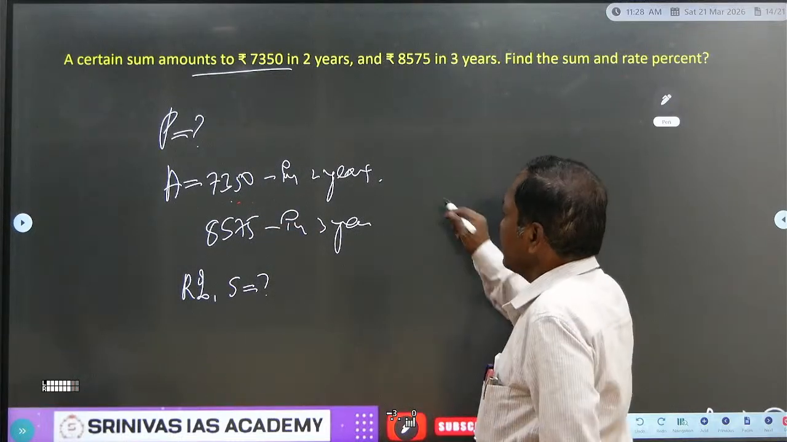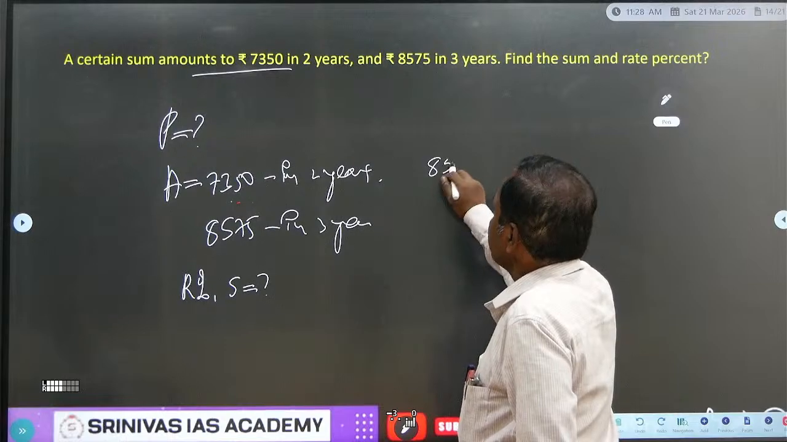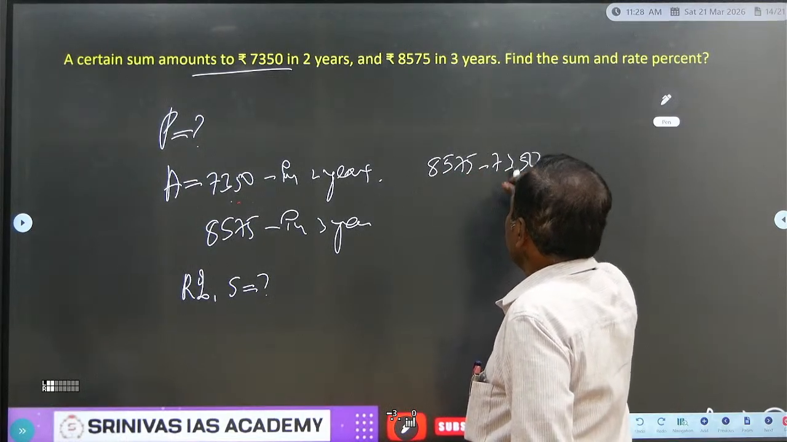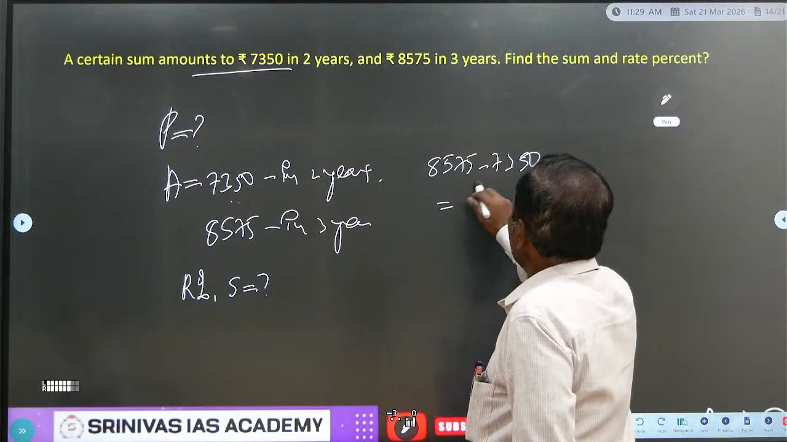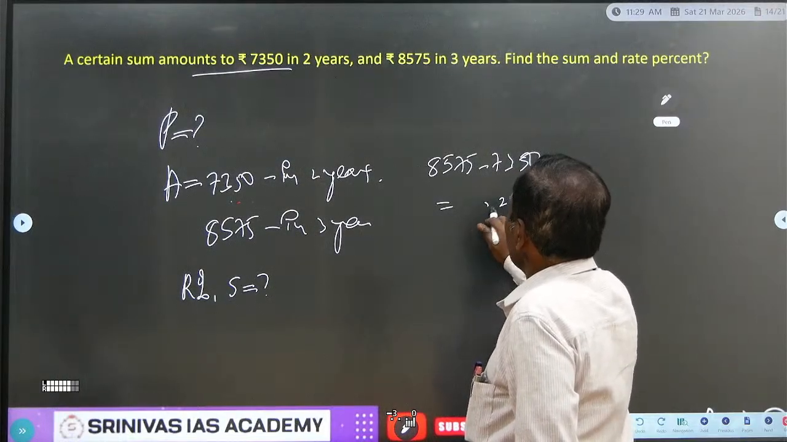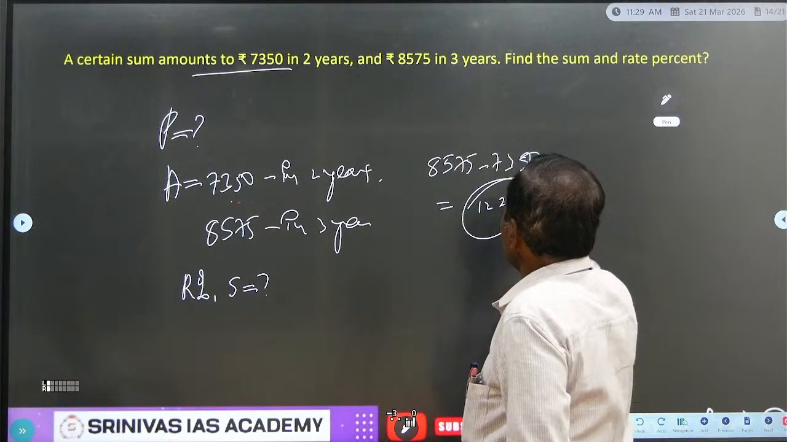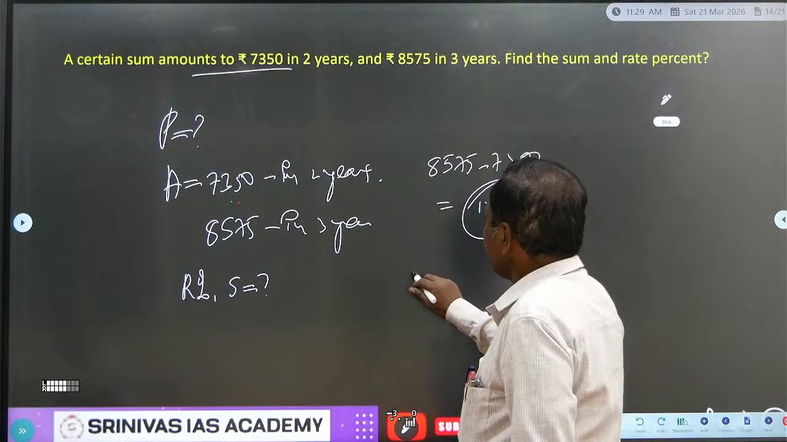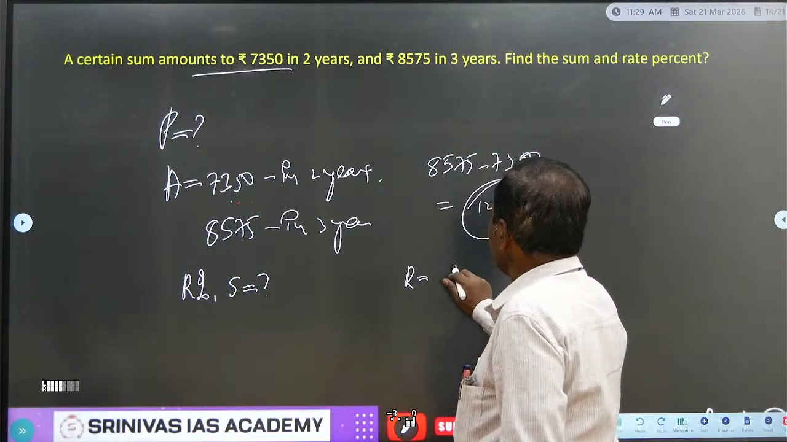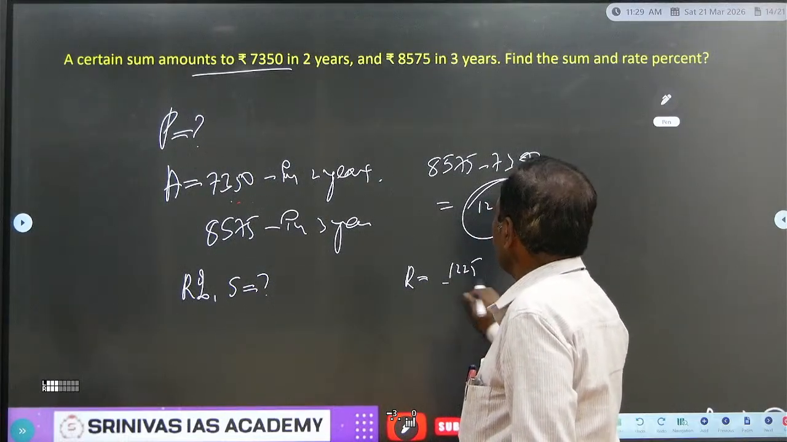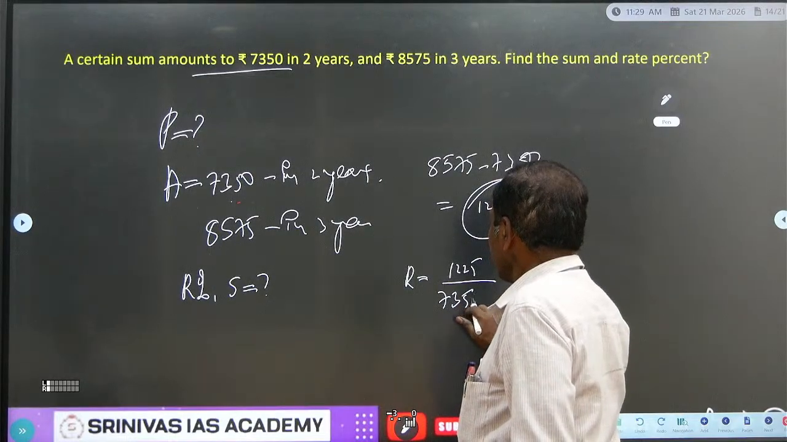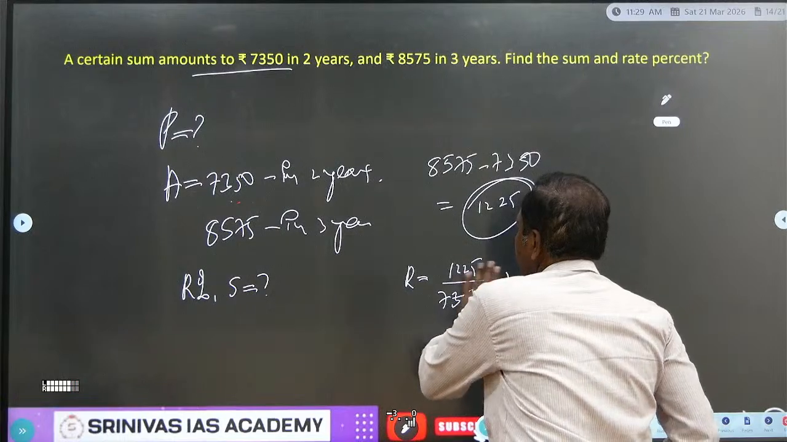What is the interest for 1 year? 8,575 minus 7,350 is 1,225. Rate of interest: how do you calculate the rate of interest? 1,225 by what? By 7,350. For simple calculations.